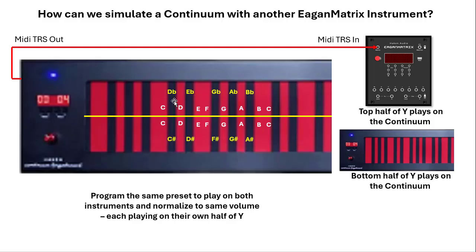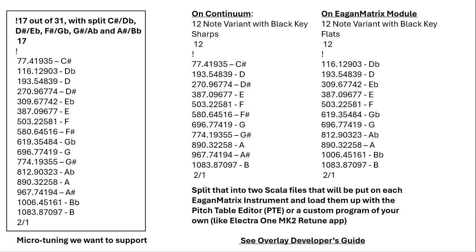And we'll load that different microtuning on each, so the top black part plays the one tuning, and the bottom black part plays the other tuning on the other instrument. Okay, so that's the basics of how to do this. Now, how do I actually load up this stuff? Well, let's take a look here.